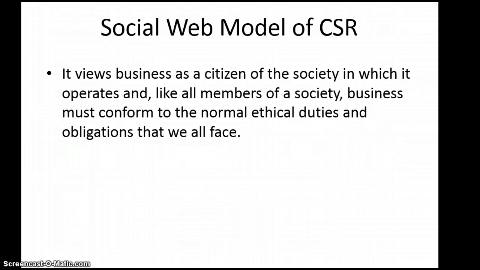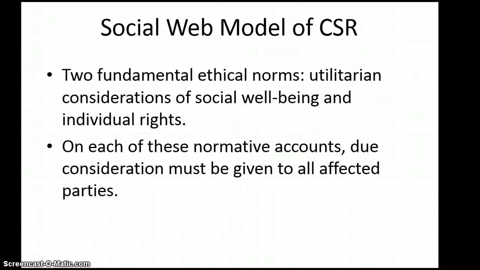The third model that your book will discuss is the social web model of CSR. It views business as a citizen of the society in which it operates, and like all members of society, a business must conform to the normal ethical duties and obligations that we all face. The social web model can draw upon both the deontological and the utilitarian perspective.